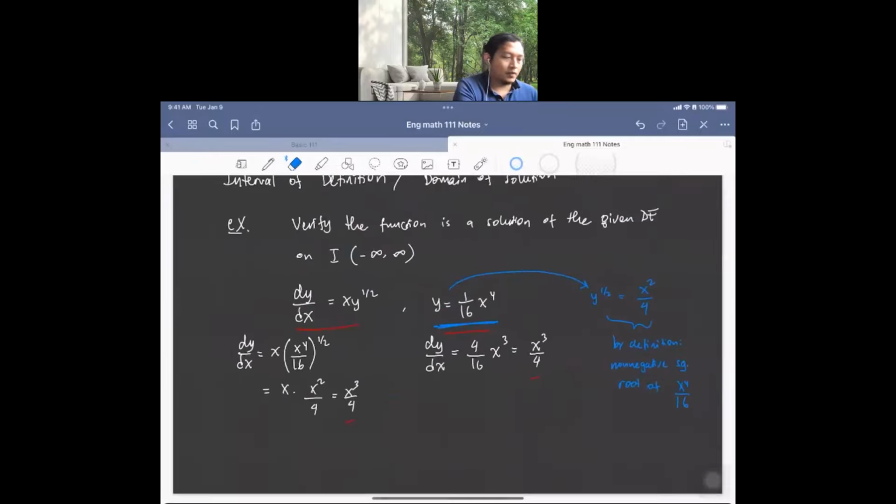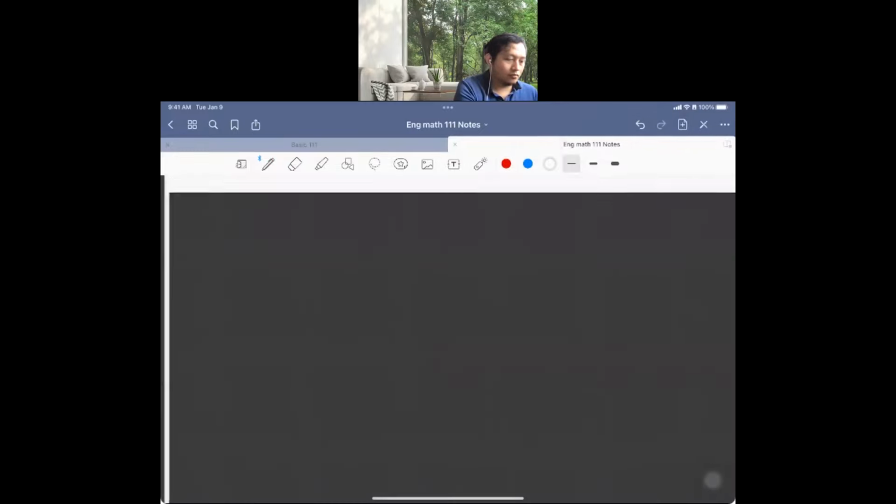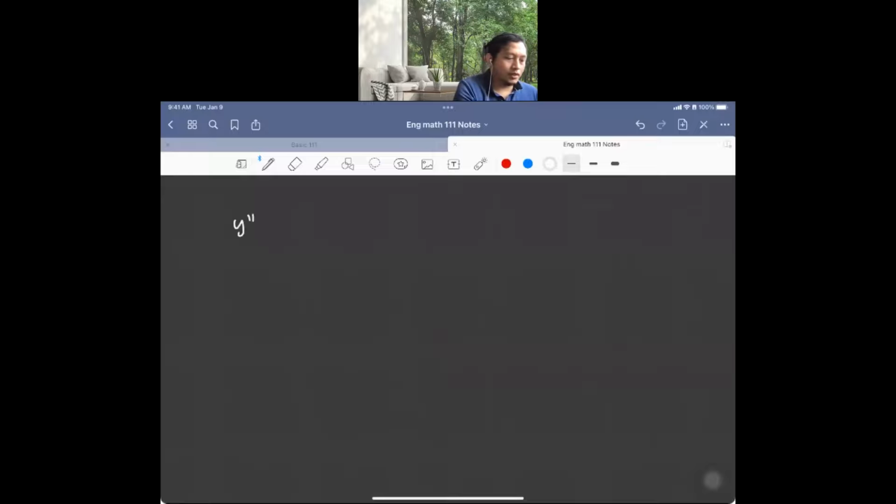Okay, one more verification, and then we are done for today's class. Just want to show you the difference. So if we have y double prime, and then verify these equations. So we need to verify this as a solution to the same equation, and it should be on the same interval as well.